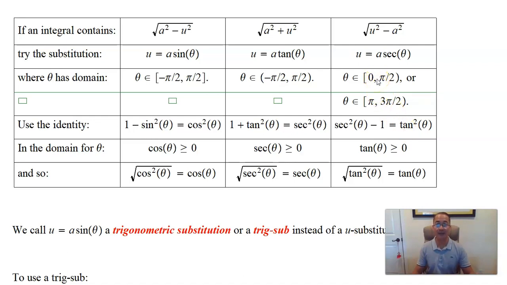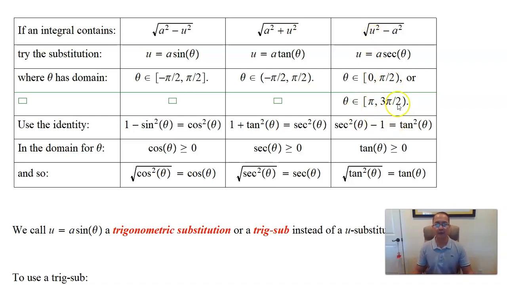In quadrant 1, everything is positive, including tangent. In quadrant 3, tangent is also positive. So that's why we pick quadrant 3 instead of quadrant 2. To be completely honest with you, this is not going to be much of an issue because when you plug in your limits and so on, you need to stay either in quadrant 1 or quadrant 3. And most of the time, we're in quadrant 1. So don't let this scare you.